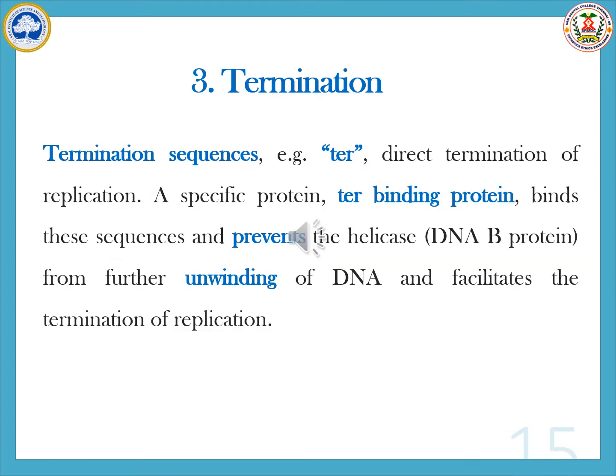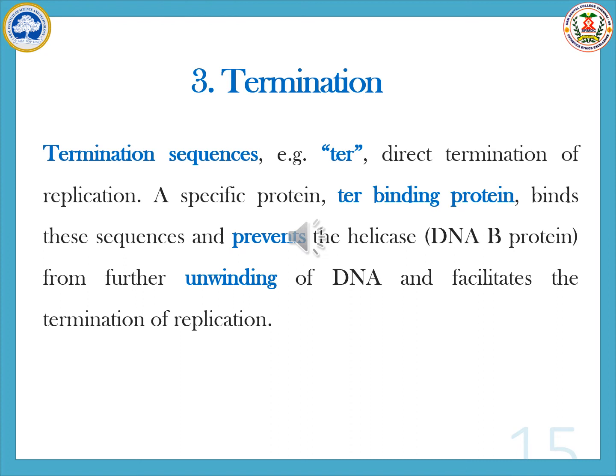We now come to the last and final stage of replication, that is termination. The termination involves specific sequences called termination sequences, also called TER. The termination sequences are recognized by a specific protein called TER binding protein. When the helicase unwinds the DNA, the termination sequences get exposed. The TER binding protein comes and binds to the exposed termination sequences, thereby preventing the further unwinding of the DNA, which results in the termination of the replication.